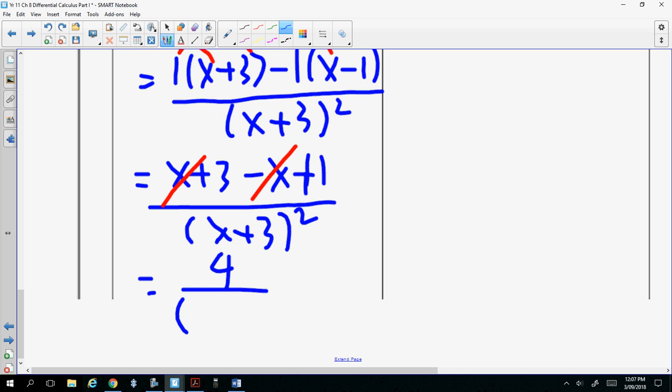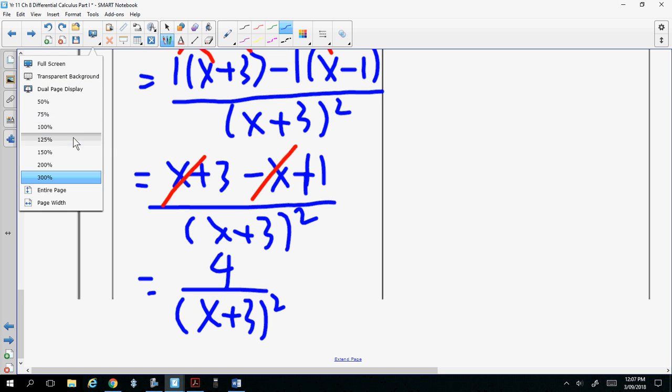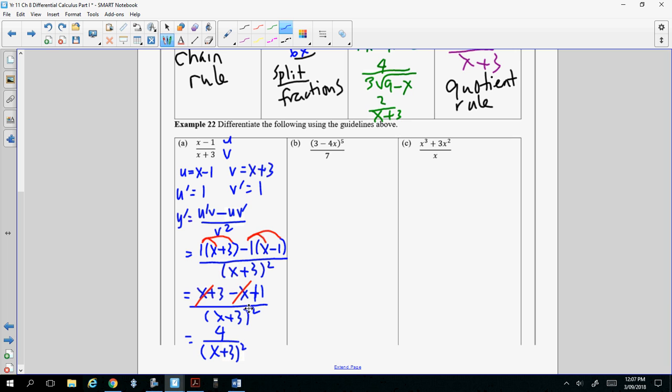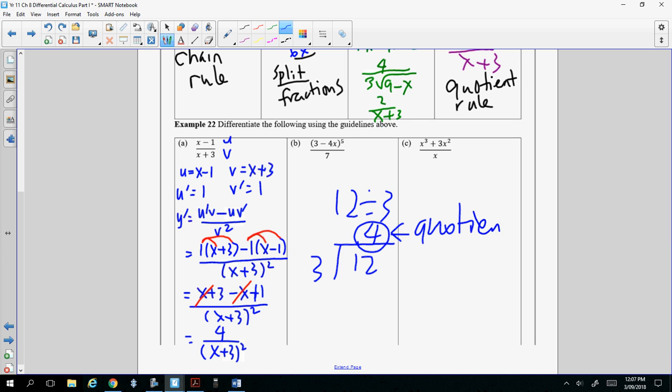Alright, quotient rule. As you can see, it was pretty long. Quotient because quotient means divide. So say when you divide 12 divided by 3, the 4 on the top is called the quotient. Alright, let's do that.